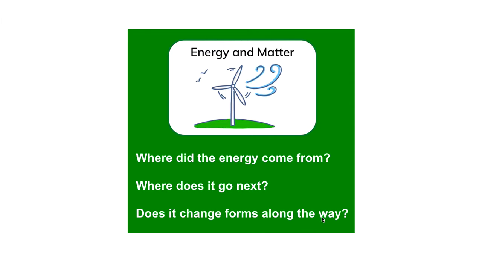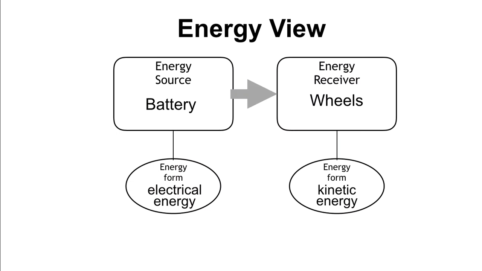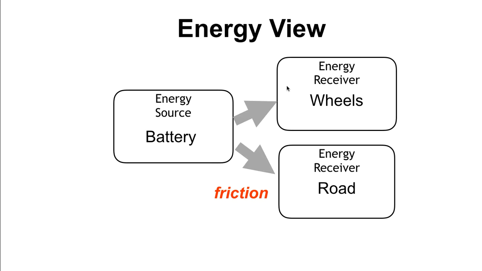We have a convenient graphic organizer to help us think about that, an energy source receiver diagram. Now, all vehicles take energy from some source and change it into the energy of motion. Here's what that would look like for an electric car. We start with a battery's electrical energy. But then when we ask the question, where does the energy go next? There are multiple destinations. Some of the energy transfers to the road in the process that we call friction.